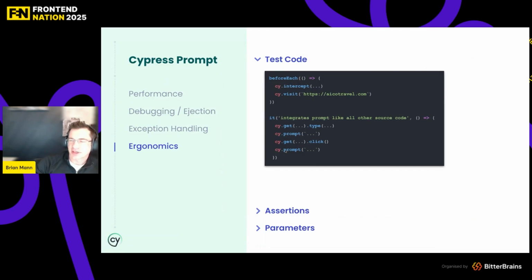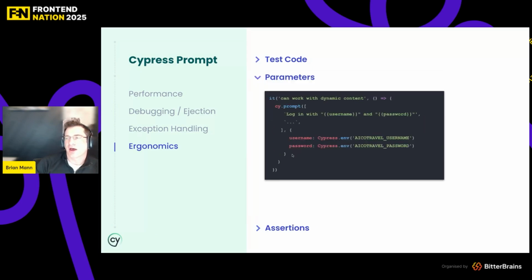It's just because this is integrated into the code, NL is not seen as something different. You just write your normal test code. You can write stuff before and after it. It's all equivalent. It all works exactly the same way. There are no gotchas or weird ergonomics around it.